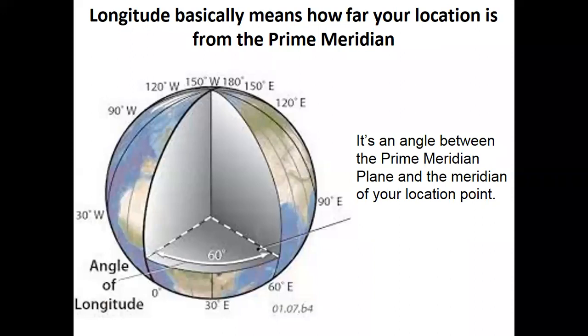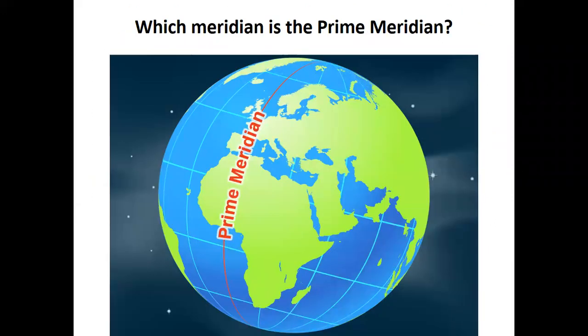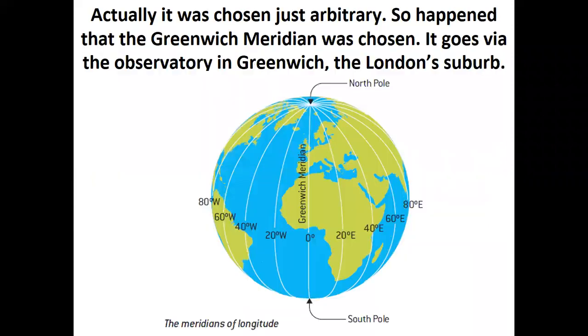But which meridian is the prime meridian? This was chosen just arbitrarily. It just happened for some historical reasons that the Greenwich meridian was chosen. This meridian goes via the Greenwich observatory, which today is a suburb of Greater London, the capital of Great Britain. And historically, this is the so-called zero meridian.